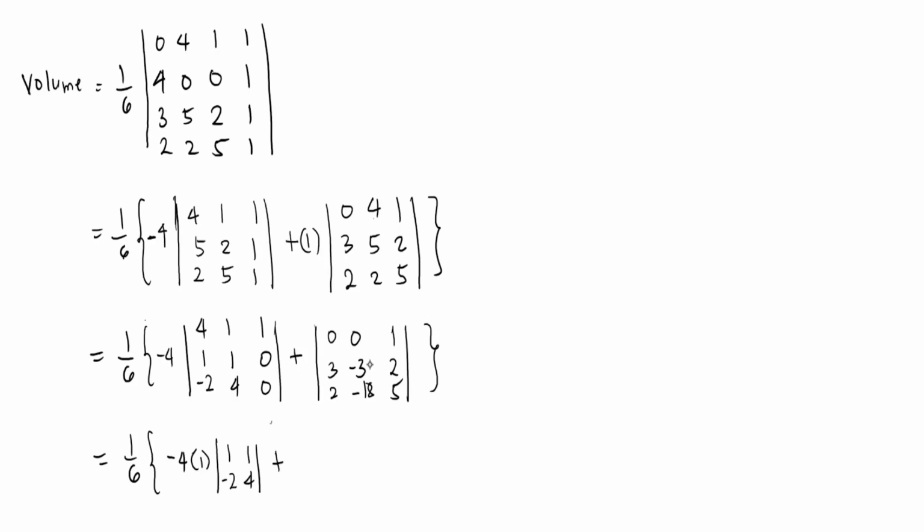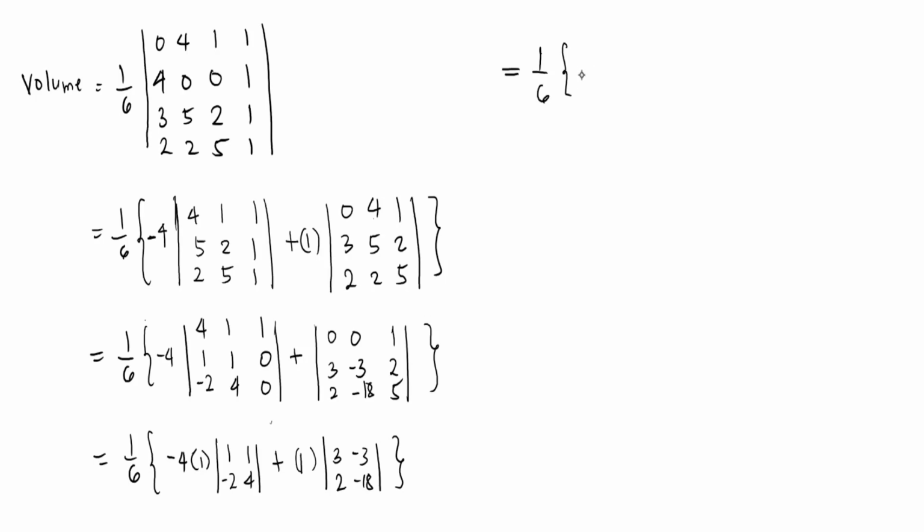And then plus, we'll do the expansion in this row. So that's 1, positive, negative, positive. So that's positive times, we have the remaining matrix, 2, negative 18. Okay, and then finally, we will solve for the determinants of the 2 by 2 matrices. 1 over 6.